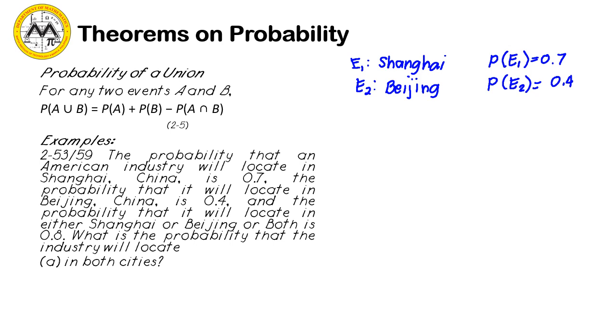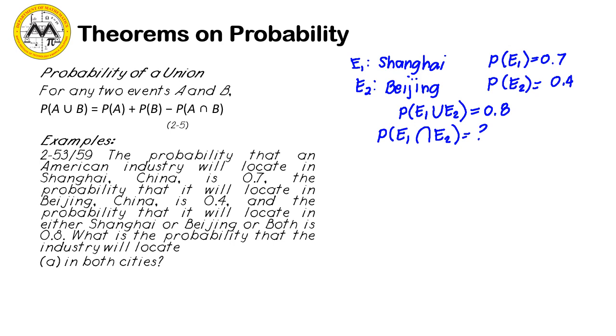And either Shanghai or Beijing or both, so that would be the probability for event 1 union with event 2, is 0.8. What is the probability that the industry will locate in both cities? Both cities means it would be in Shanghai and at the same time in Beijing. So this is the unknown.